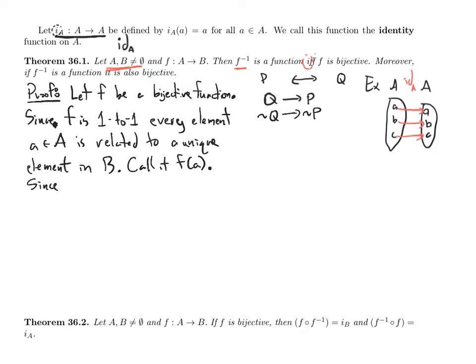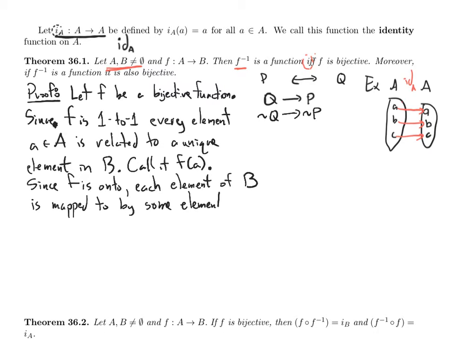Okay, so we know that, and we know that since f is onto, each element of B is mapped to by some element of A.